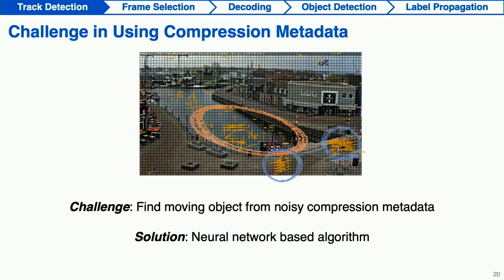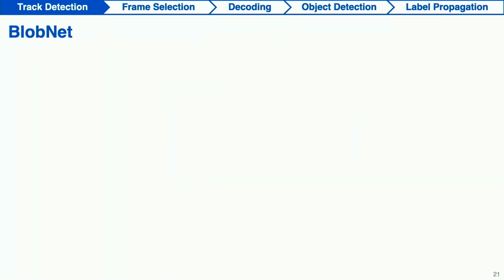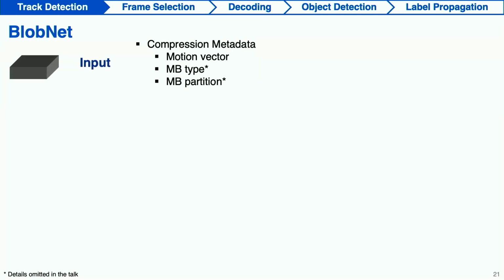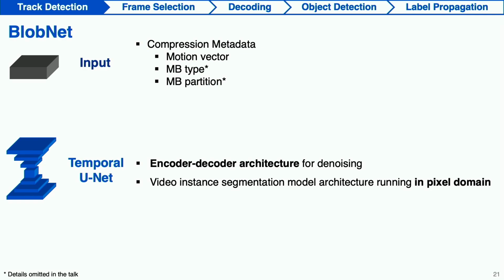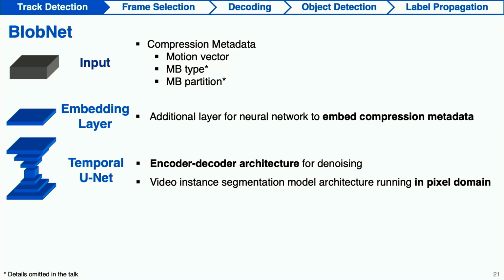And the solution that we came up with was to use a neural network-based algorithm. So we devised a neural network called BlobNet. As the input, BlobNet takes in 3 kinds of compression metadata, of which we omit the details of the latter 2 in this talk. For the model architecture, we searched among encoder-decoder architectures, which are known to be effective for denoising tasks, and selected a neural network called TempUNet, which was originally designed for a video instance segmentation model. Also, we add an additional embedding layer, as the compression metadata does not come as a scalar value as RGB pixels do, so that the neural network can learn the different compression metadata.